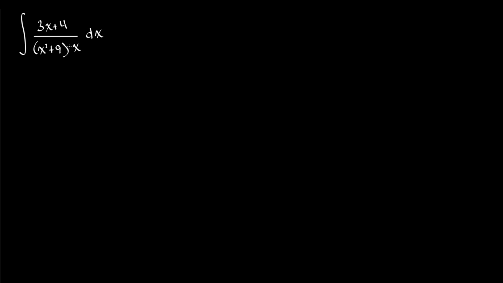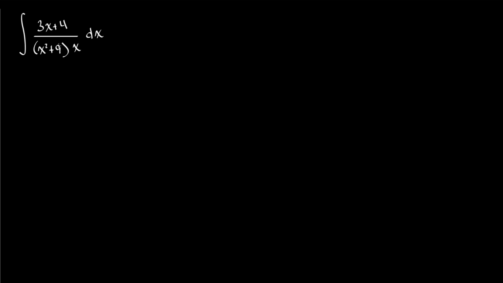That's one indicator. A second indicator is looking at the degree of our numerator versus the degree of our denominator. You can see in our denominator we have a degree of 3, and in our numerator we have a degree of 1. So when our denominator has a greater degree than our numerator, we can't do any sort of long division to simplify things. That is another indicator.